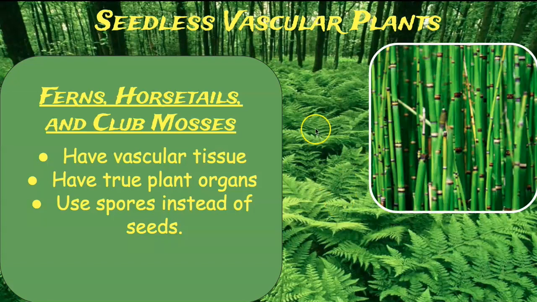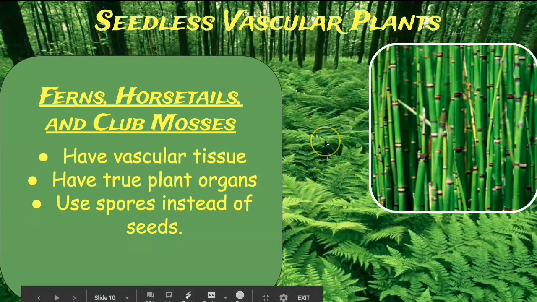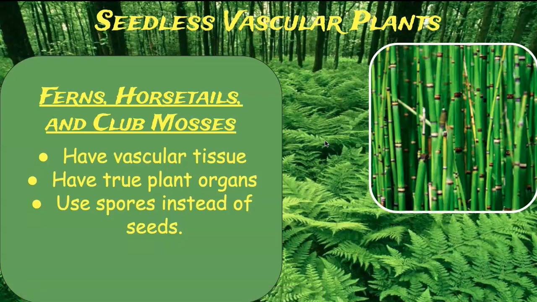It's very obvious on ferns. These are what we call fronds. That's the type of leaf that a fern has. However, they don't have seeds, and so these are what we call seedless vascular plants. Instead, they are going to reproduce with spores.